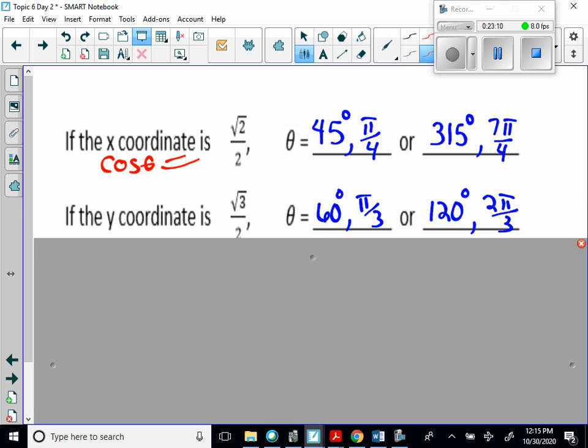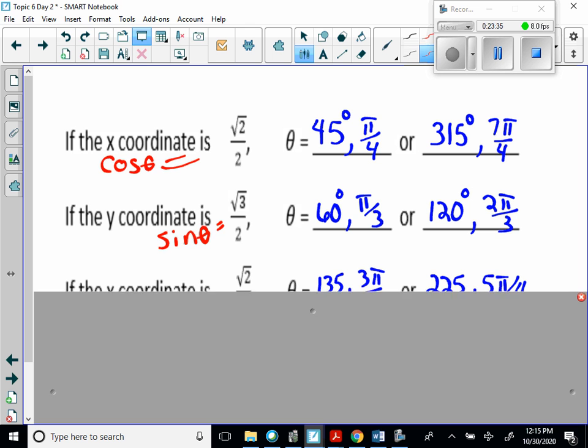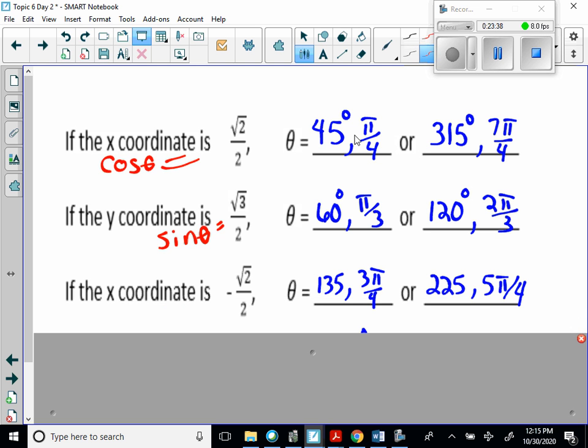3. Okay, so when is the y-coordinate root 3 over 2? So that means we're talking about sine theta. When is sine theta equal to root 3 over 2? Well, that's 60 degrees, which is pi over 3. Or 120 degrees, which is 2 pi over 3. Remember, the y-coordinates above the x-axis are positive. Okay, just keep that in mind. Handy piece of information.